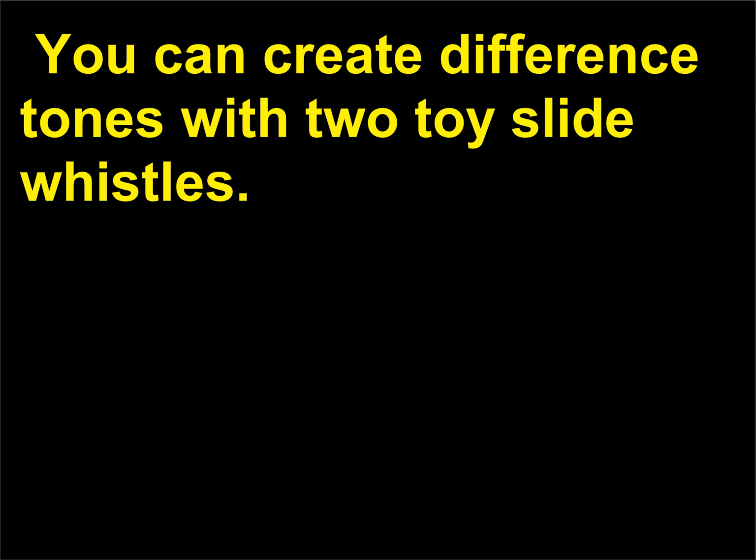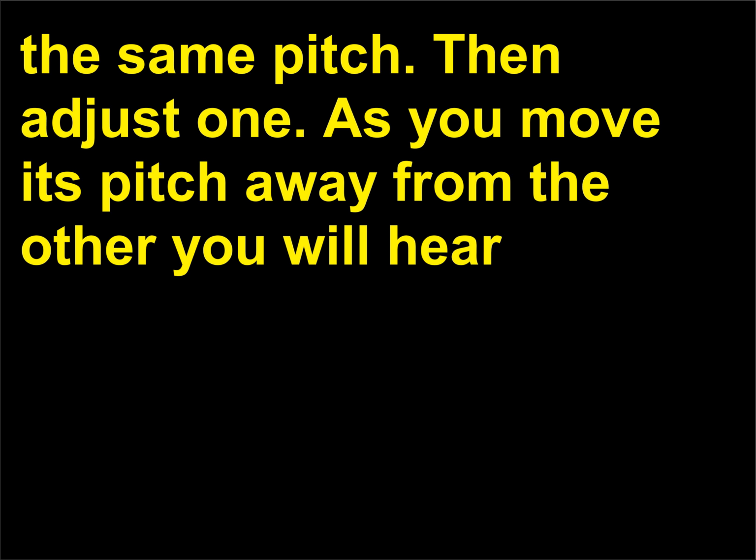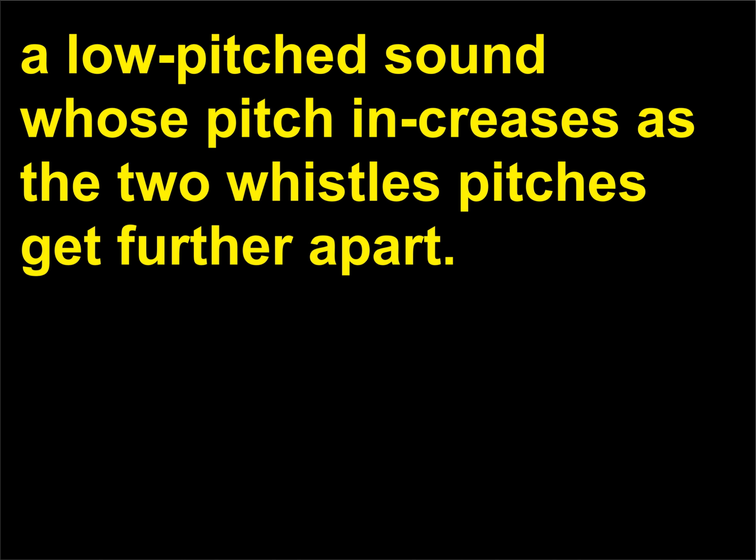You can create difference tones with two toy slide whistles. Place both in your mouth and blow hard. Adjust their length so that the two tones are the same pitch. Then adjust one. As you move its pitch away from the other, you will hear a low-pitched sound whose pitch increases as the two whistles' pitches get further apart.